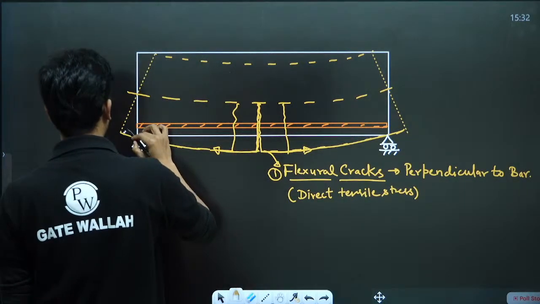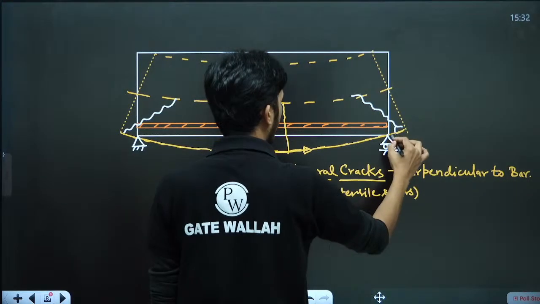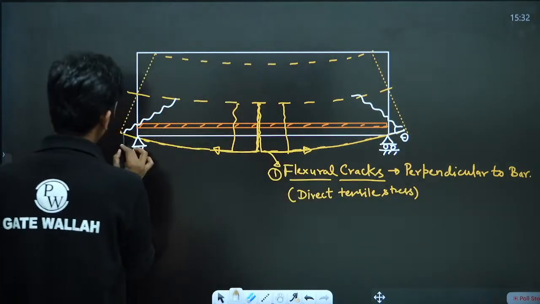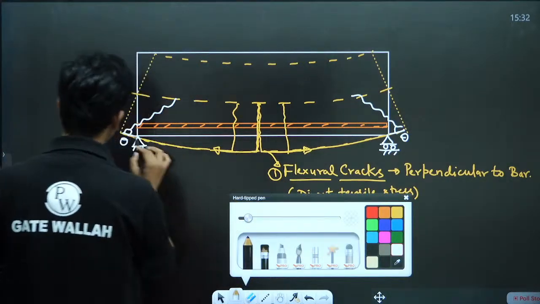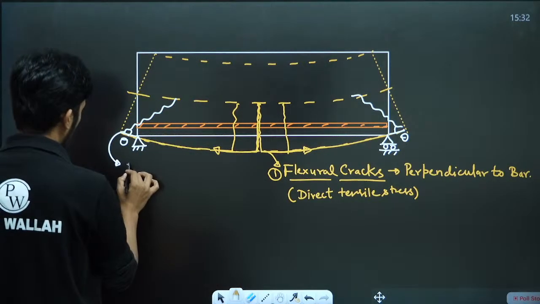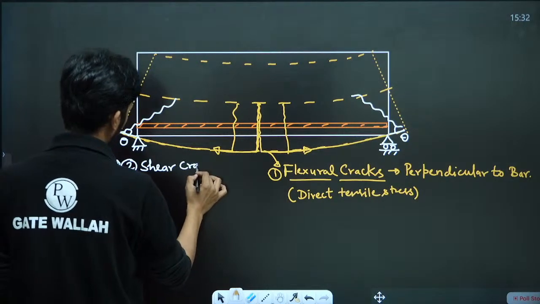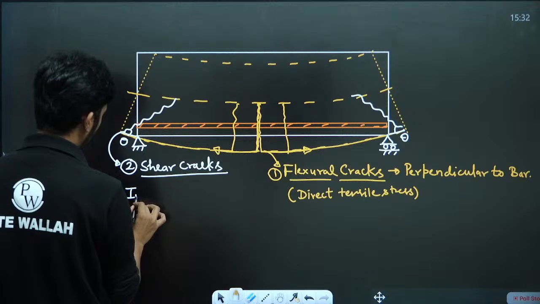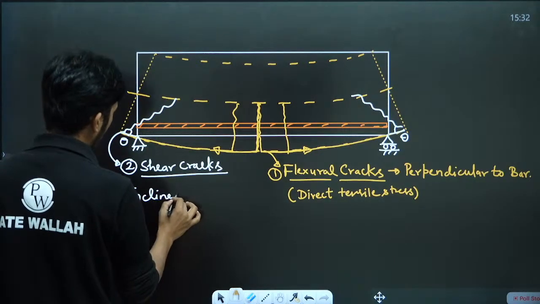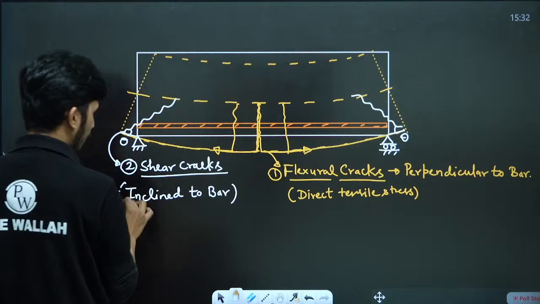Like here, they are inclined at some angle. They are inclined at an angle theta. So these are the inclined cracks. They are called shear cracks. They are inclined to the bar, inclined towards the length of the bar or towards the length of the beam.